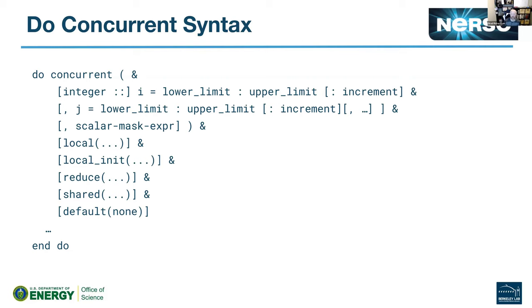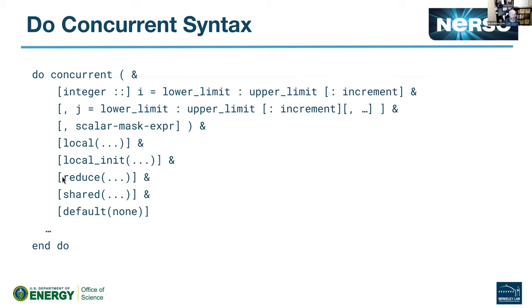So the basic rules of the language are such that for a lot of cases, the compiler can check you to make sure you didn't write something where the iterations depend on one another. Because that is what this construct is saying: none of the iterations of this loop depend on any other iteration in the loop. And there are some additional rules that help enforce that.